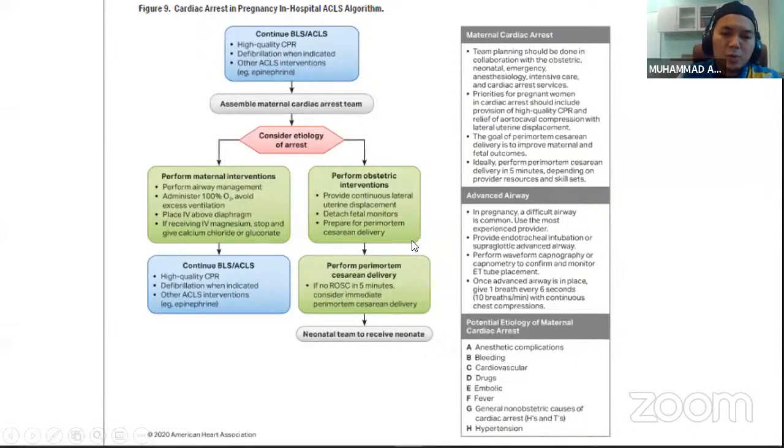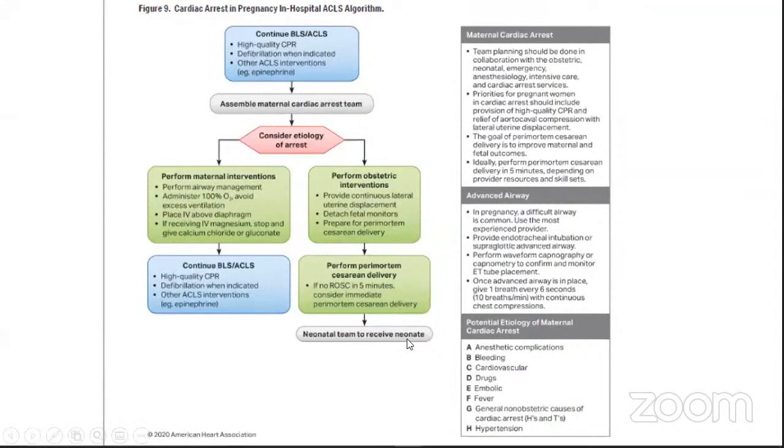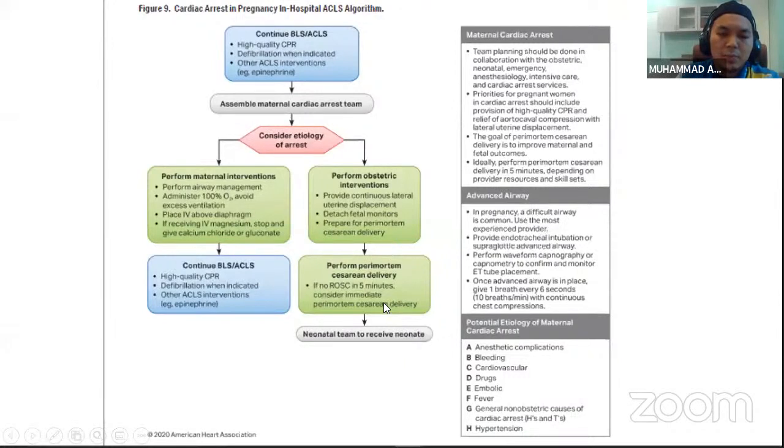So if there is no line, someone can help find a line. If the resus team has already arrived, someone find the line and so on. Just prepare the perimortem set, or O&G will prepare the set, and perform perimortem caesarean section if there is no return of circulation within 5 minutes of CPR. This is to ensure the best recovery for both baby and mother. This one is for other treatment. If the patient has cardiac arrest, for advanced care response, if there is cardiac arrhythmia, you just perform like adult ACLS.